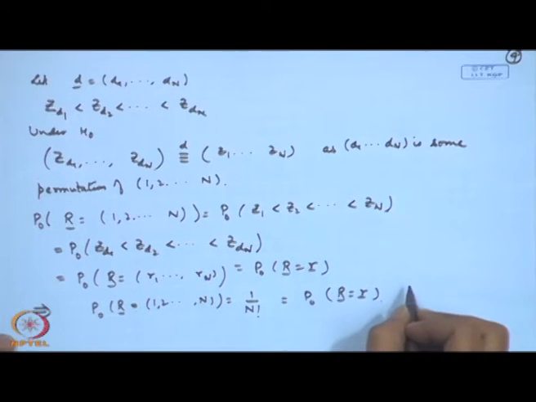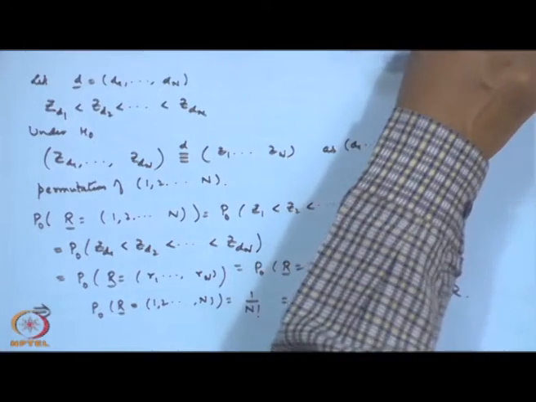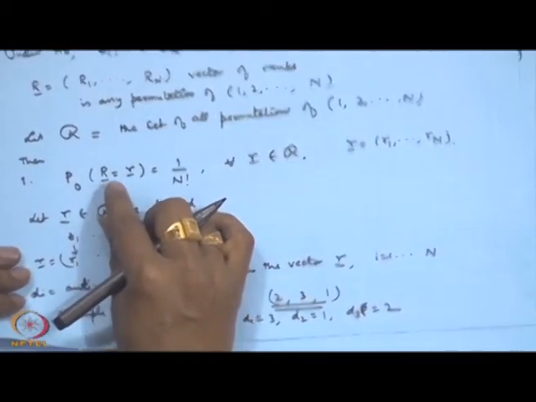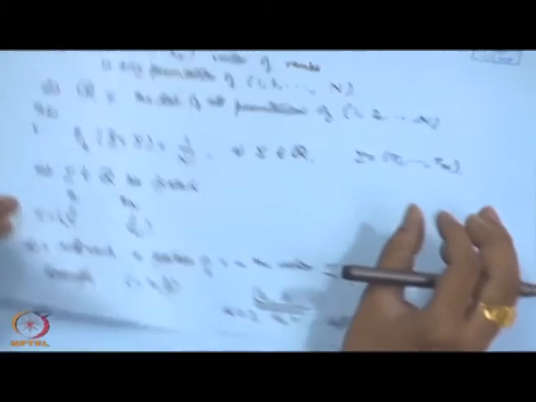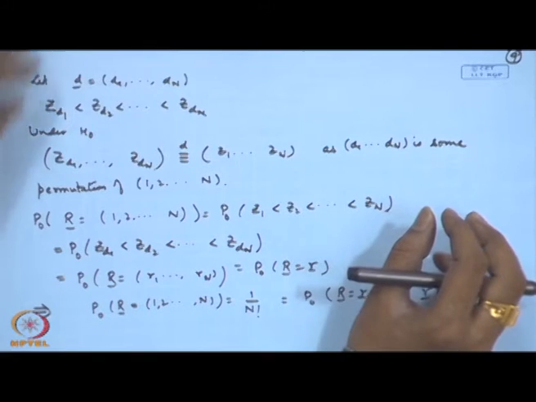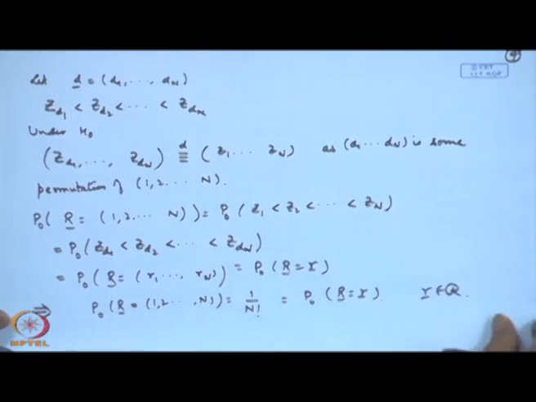So, this proves that the distribution of the ranks is the discrete uniform distribution over all permutations. Now, we consider individual ranks also.